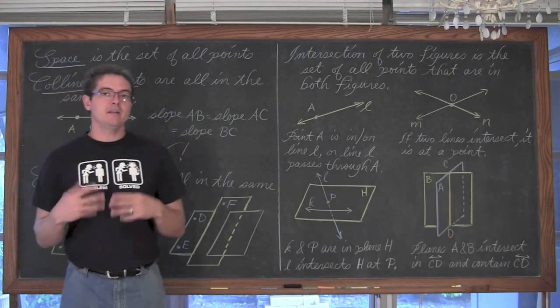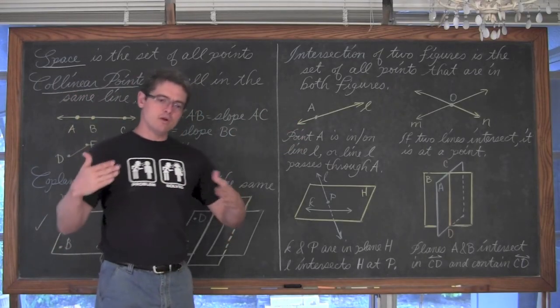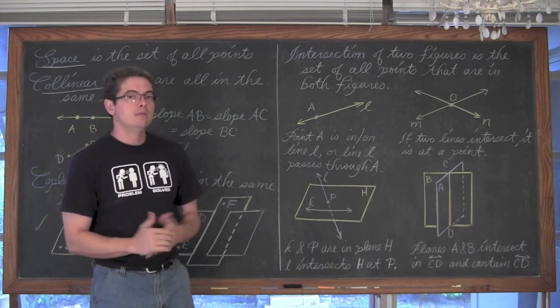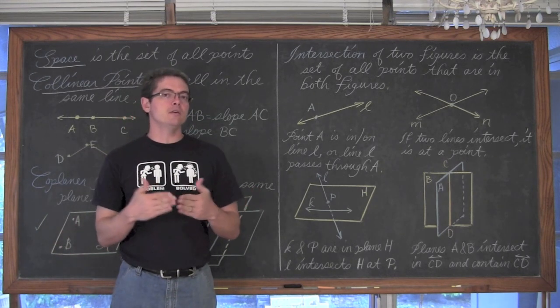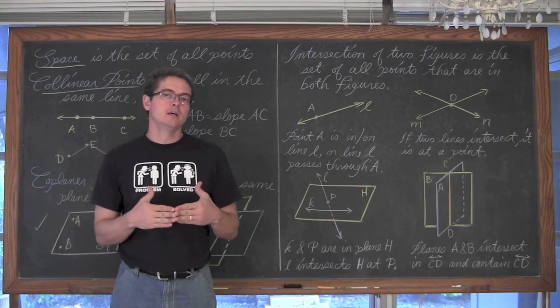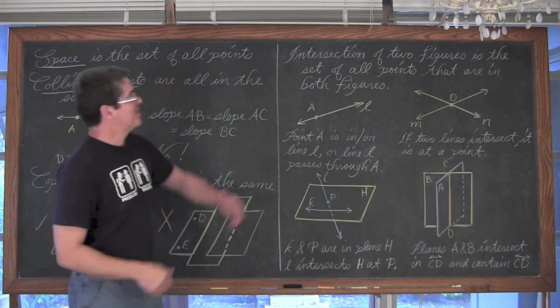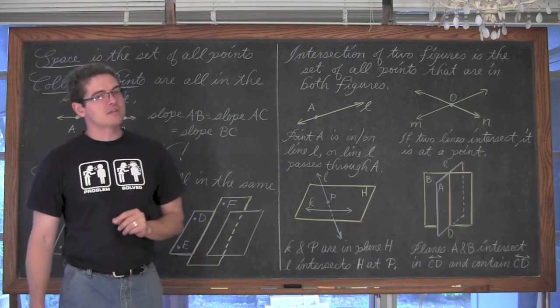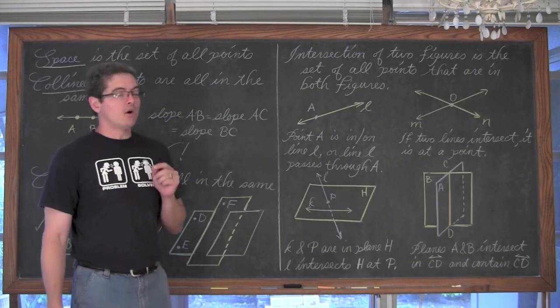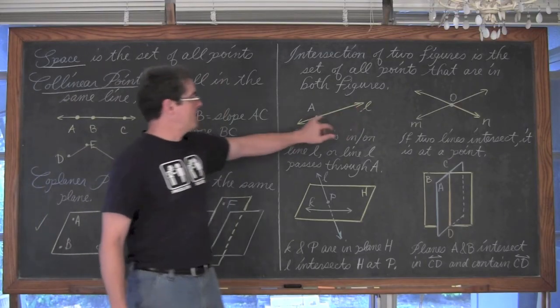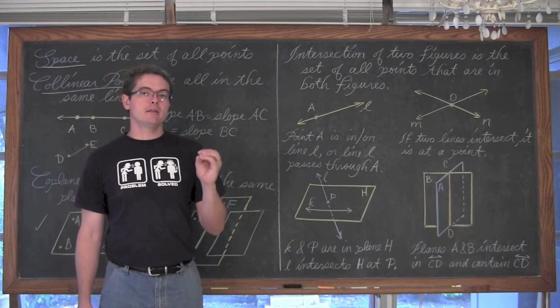Over here we have an intersection, just like an intersection in roads. It's where 2 roads meet. Same thing in geometry. Where 2 figures cross each other, intersect, well, they intersect. So, the intersection of 2 figures is the set of all points that are in both figures. So we have a line L and a point A that is on that line.